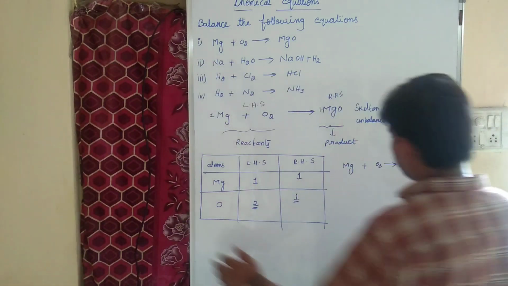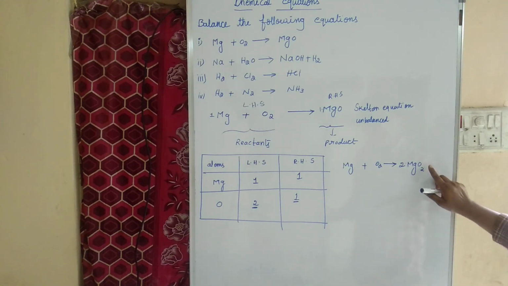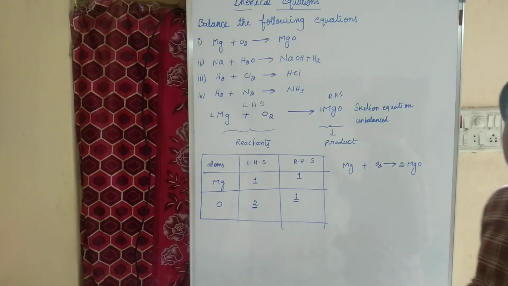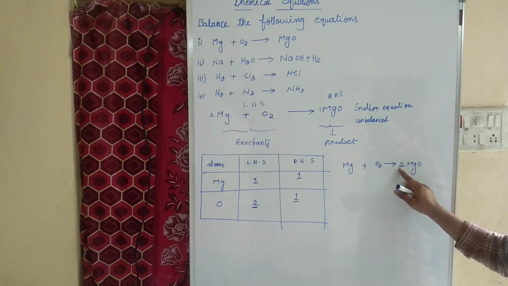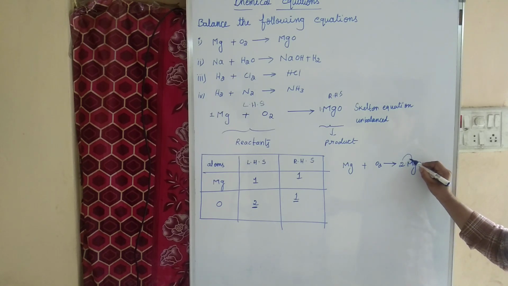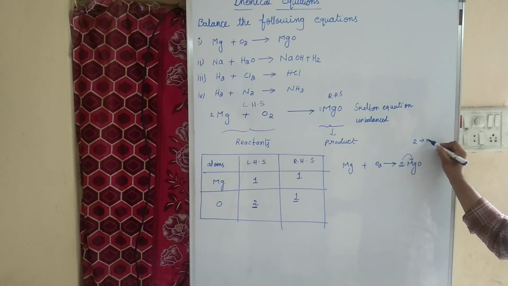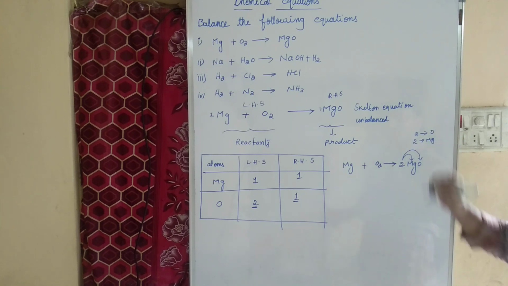Children, don't write 2 over here, MgO2. We cannot do it like that. Whatever changes you want to do, you do it only for the coefficient. Coefficient means here we need to put the least whole number. So see here, now if I place 2 over here, on RHS, right hand side, we have 2 atoms of magnesium as well as 2 atoms of oxygen.